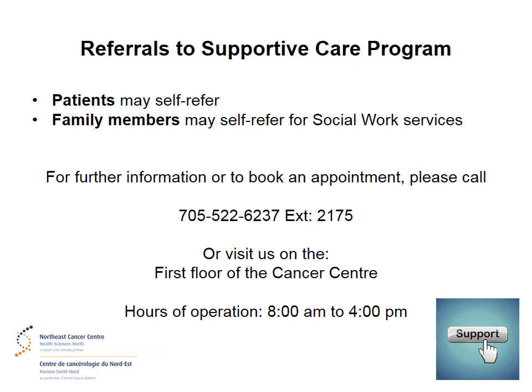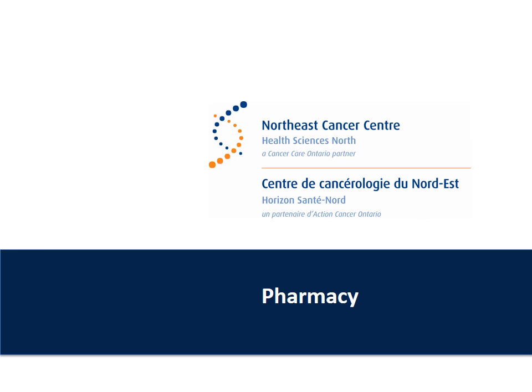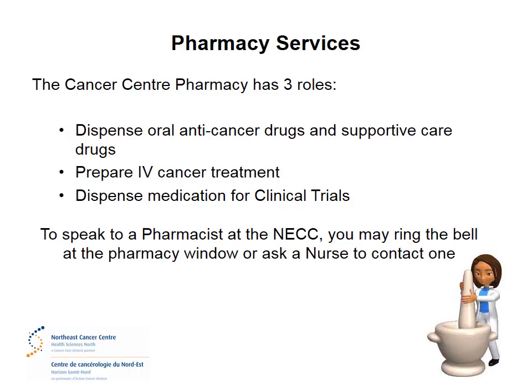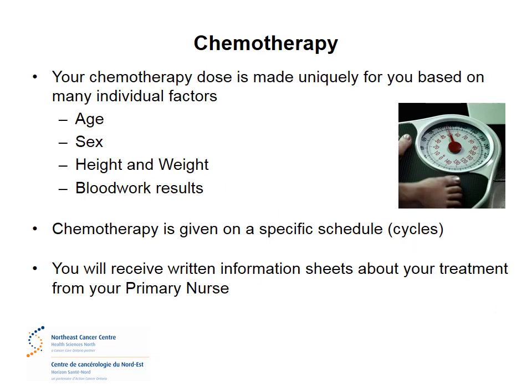Monday to Friday. We will now discuss the pharmacy services available at the Cancer Center. The Cancer Center Pharmacy has three main roles: to dispense oral anti-cancer drugs and supportive care drugs, to prepare IV cancer treatment, and to dispense medication for clinical trials. To speak to a pharmacist at the Northeast Cancer Center, you may ring the bell at the pharmacy window or ask a nurse to contact one. Your chemotherapy dose is made uniquely for you based on many individual factors, such as age, sex, height, weight, and blood work results. It is important to let your nurse know if you think that your weight has changed a lot since they last weighed you.